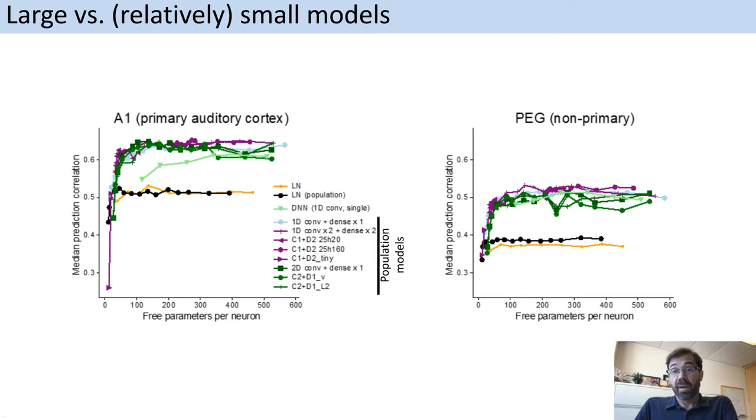We performed the same analysis on the data that we collected from non-primary cortex, or PEG, and observed basically the same pattern, where the DNNs performed similarly and substantially better than the LN model. Although in this case, while everything was a little bit worse than in A1, the relative improvement was actually greater for the DNNs. So where we saw about a 30% improvement in A1, we saw close to a 40 or 45% improvement in PEG.